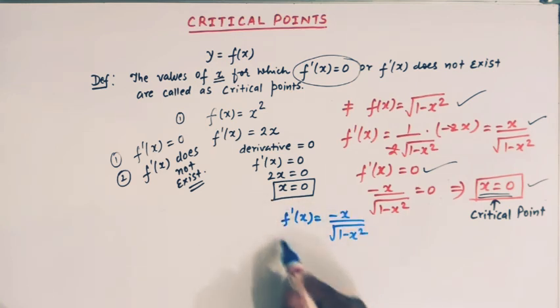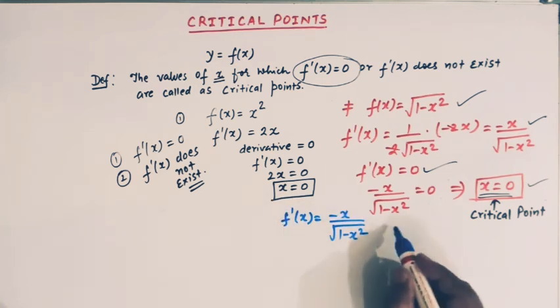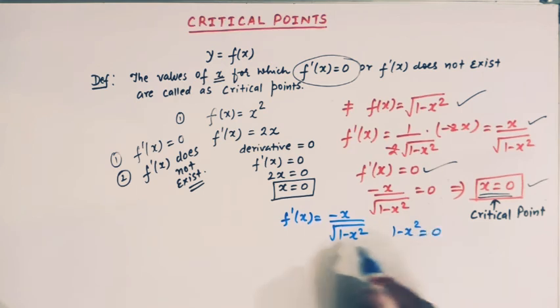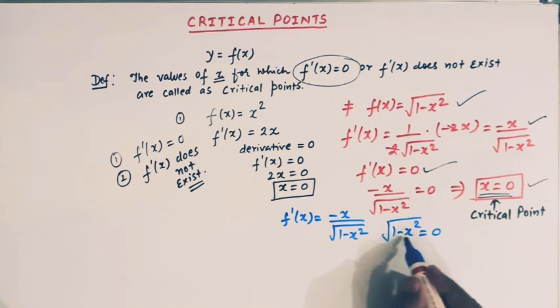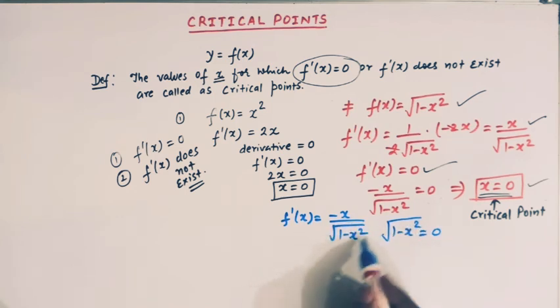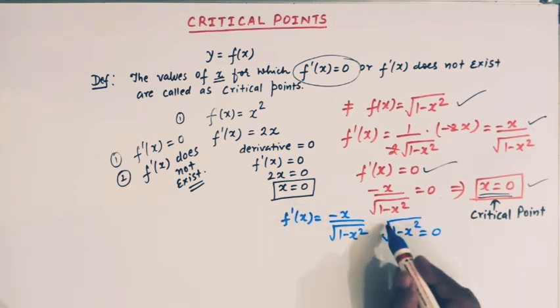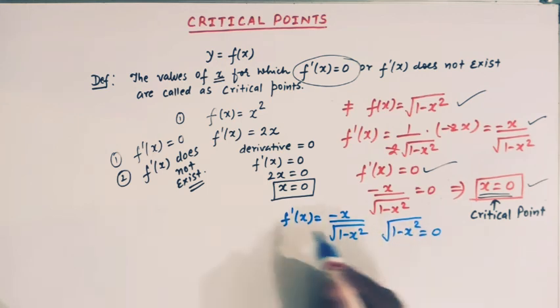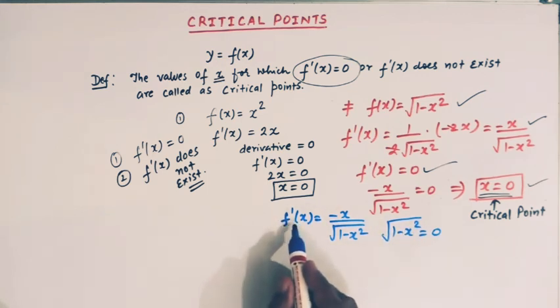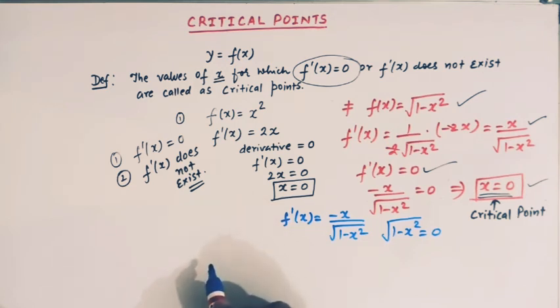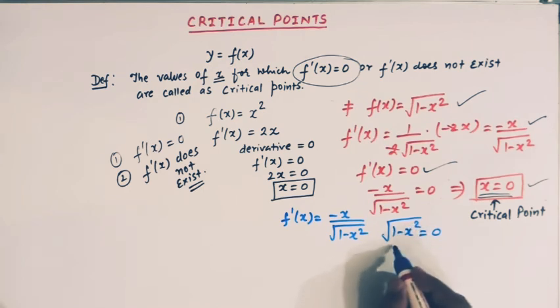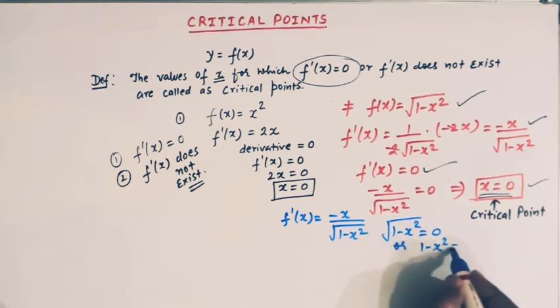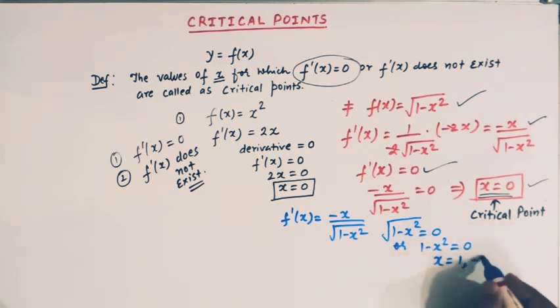Now viewers, here we see that when 1 minus x square is equal to 0, right? The square root of 1 minus x square is the denominator of this derivative, and if the denominator is equal to 0, then f prime of x, that is the derivative, does not exist, right? So here we have square root of 1 minus x square equal to 0, or 1 minus x square equal to 0, and if we solve this equation, we get x equal to 1 and minus 1.